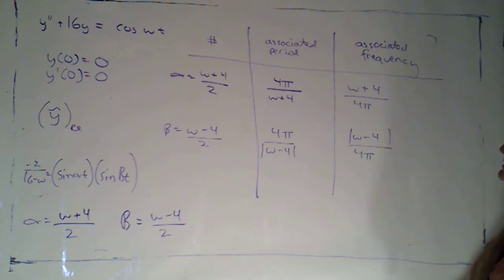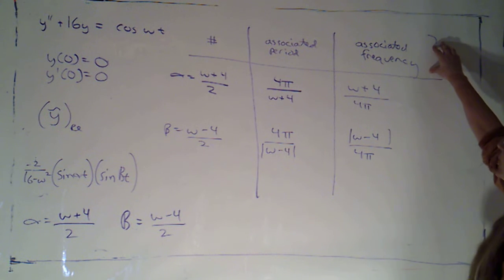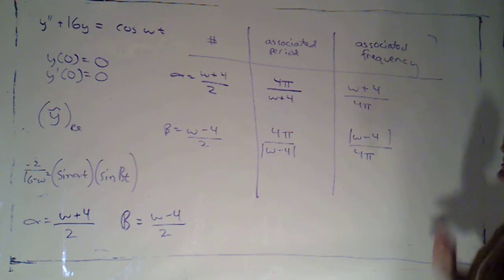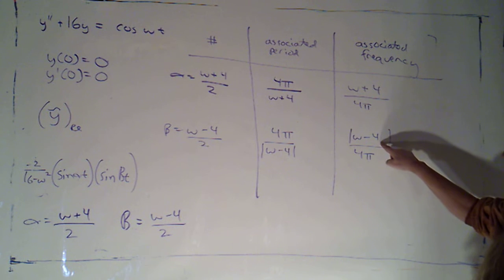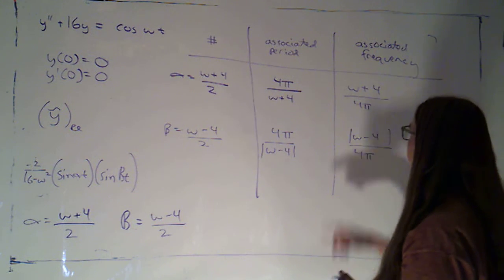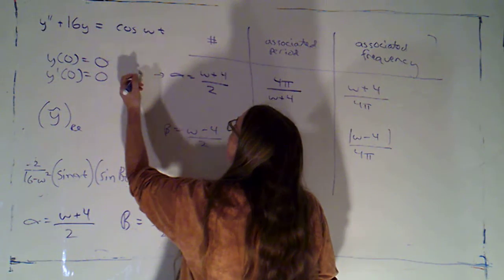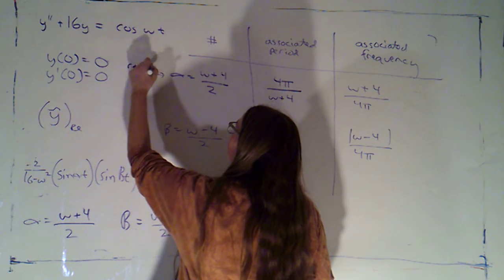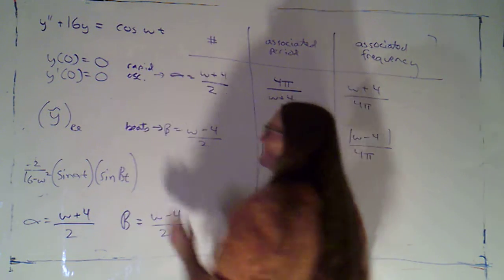Okay, so let's see if we can figure out which is which. Okay. So the frequency of the rapid oscillations, there are a whole lot more of them per beat, so that's got to be the bigger number. Remember, omega and 4, we're only going to have beating if omega and 4 are close. That means this is going to be a small number, this is going to be a big number. So alpha is going to give me the rapid oscillations. Beta is going to give me the beats.